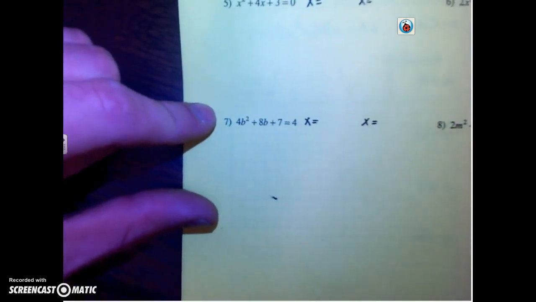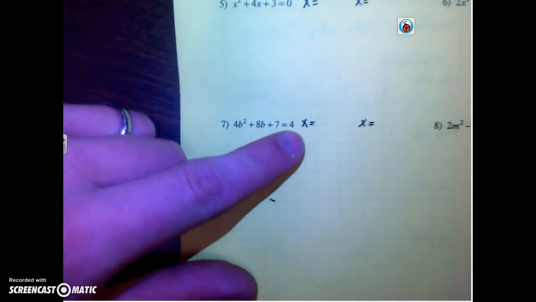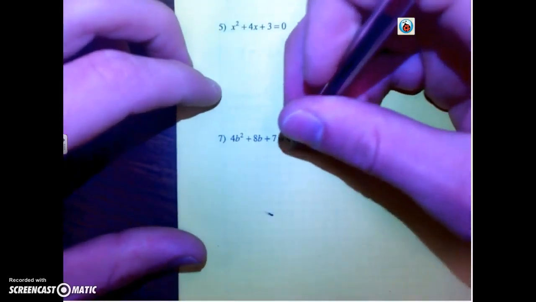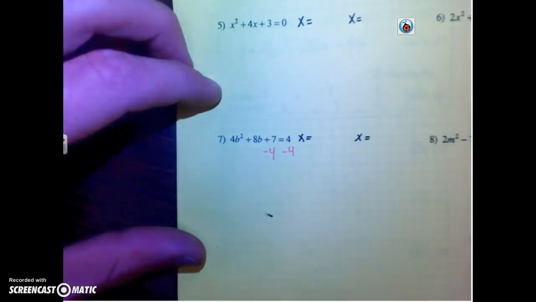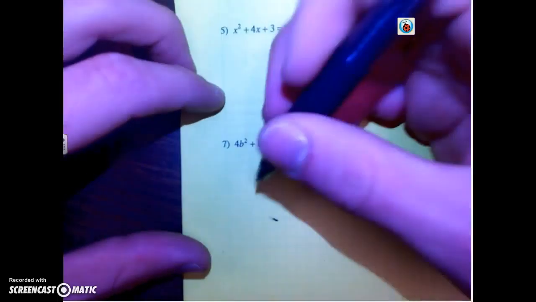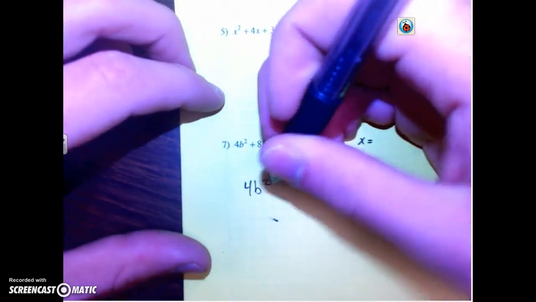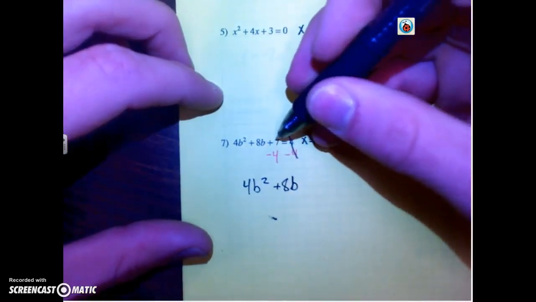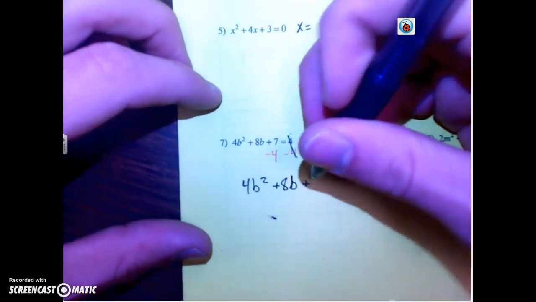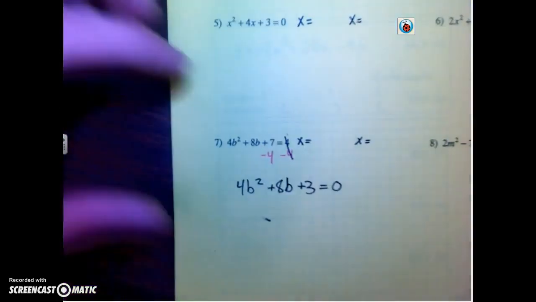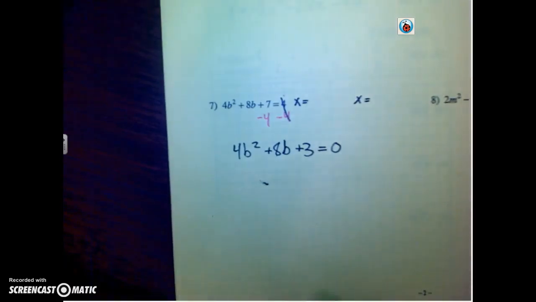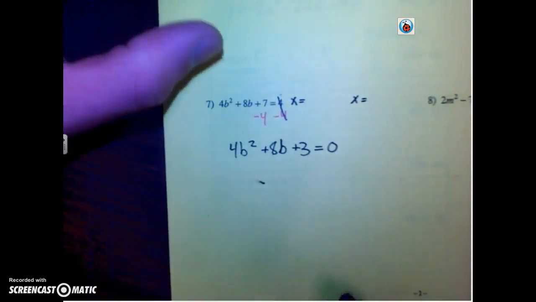Let's go down here to number 7. Now, the first thing you need to recognize is that we are not equal to 0 here. And on this one, we're going to need to fix that by subtracting a 4 from both sides. This will cross off. Now I have 4b plus an 8b, and then 7 minus the 4, that's going to give us a 6. Now we are equal to 0. Make sure this is the equation you're using for your a, b, and c, and not this one, because it wasn't equal to 0. Let's set up.